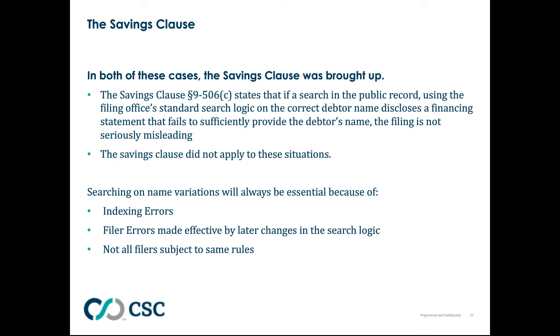The savings clause didn't apply to either of these situations because of the way the name was put in on the one. It was in the wrong box, and it just didn't bring up. I guess it fell out of the state standard search logic in the example with Ronald Mark Ney. So searching on name variations is always going to be essential, and filing with the correct name is also going to be essential. So we want to make sure that we're all doing it the same way and using the name for the individual on the driver's license and putting it in the right box.